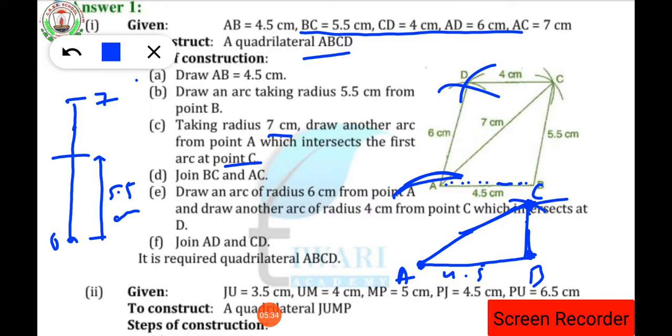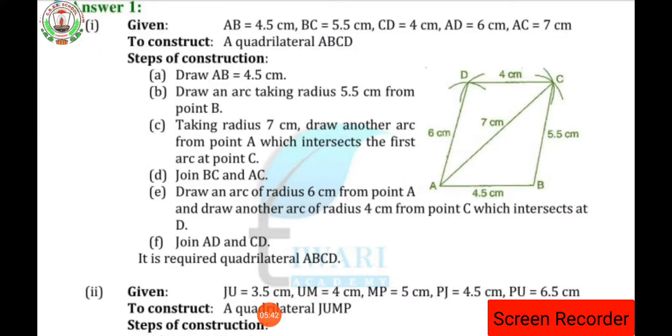So keeping the needle at point C, you have to draw the second arc so that it cancels the first arc. Now in the last step, what you have to do? You have to join the entire figure. Clear? So at the end, last step, it is said that join AD and CD, it is the required quadrilateral ABCD. So have you understood how to draw?